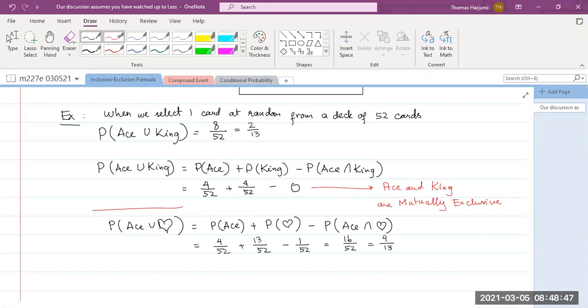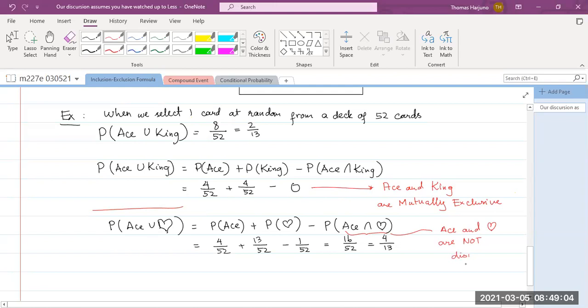Again, to emphasize, ace and heart are not disjoint. Now remember, we did this problem, I think 2 weeks ago, without using this formula. Okay, but if you want to relate to this formula, this is what happened. We still can use this formula. It's just not necessary if you remember what a deck of cards looks like.